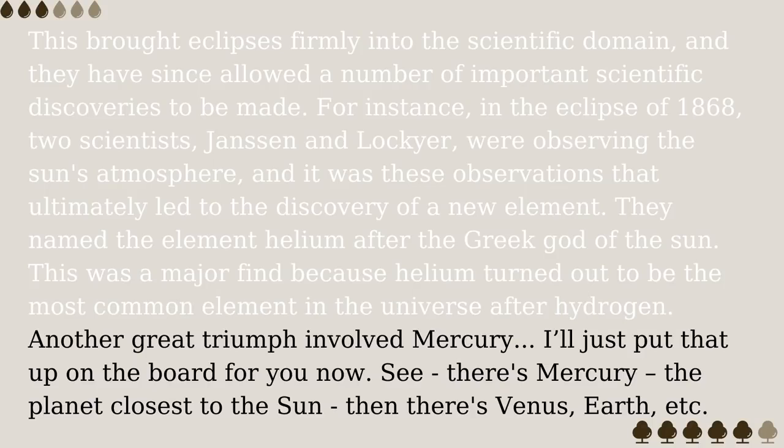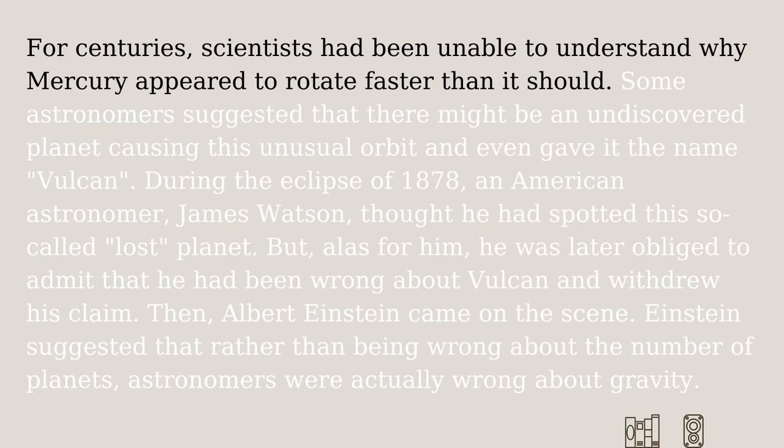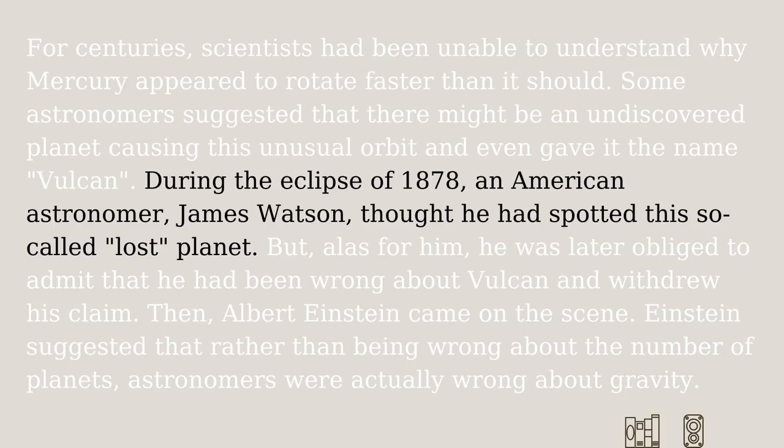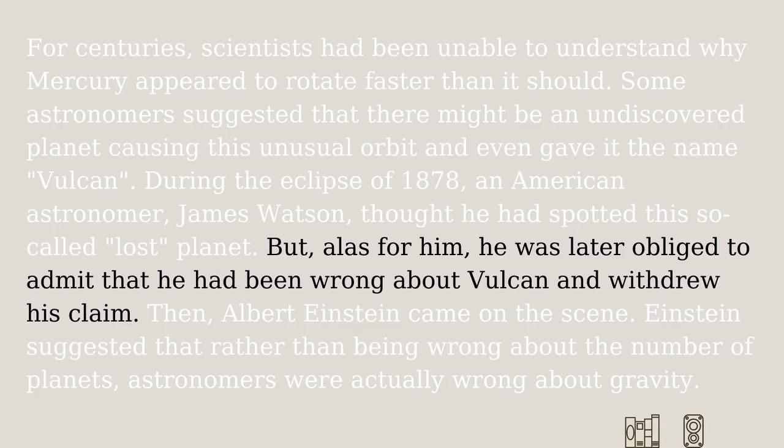Another great triumph involved mercury. I'll just put that up on the board for you now. See, there's Mercury, the planet closest to the sun. Then there's Venus, Earth, etc. For centuries, scientists had been unable to understand why Mercury appeared to rotate faster than it should. Some astronomers suggested that there might be an undiscovered planet causing this unusual orbit, and even gave it the name Vulcan. During the eclipse of 1878, an American astronomer, James Watson, thought he had spotted this so-called lost planet. But alas for him, he was later obliged to admit that he had been wrong about Vulcan and withdrew his claim.